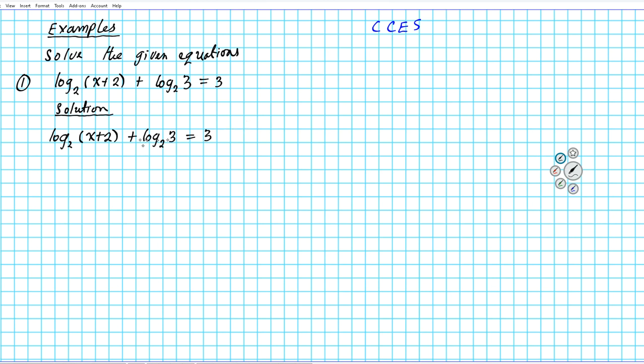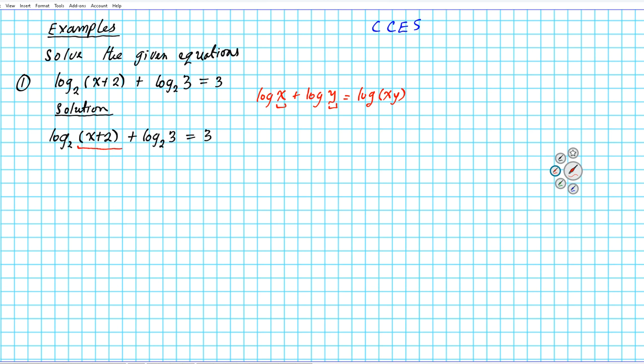Now we're going to condense these 2 logs. So we have a sum of logs. Remember that the sum of logs is equivalent to the log of the product of the logarithmic arguments. So if you have log of x plus log of y, a sum of two logs is the log of the product of the arguments, x times y.